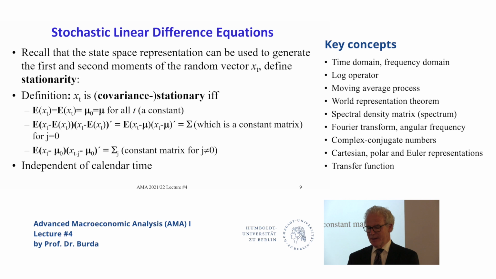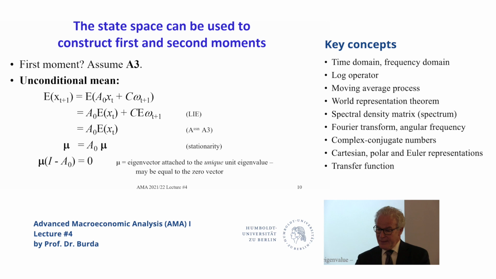Okay, so let's assume A3, which is a standard assumption for us, and then we can compute the unconditional mean. I show this to remind you that we learned the law of iterated expectations for a reason, right? The expectation of an expectation is equal to the expectation. These are all unconditional expectations. The expectation is also a linear operator, so we can pass it through a linear pre-multiplication of the object of interest. And therefore we can apply the fact that the expectation of omega t plus 1 is equal to 0.